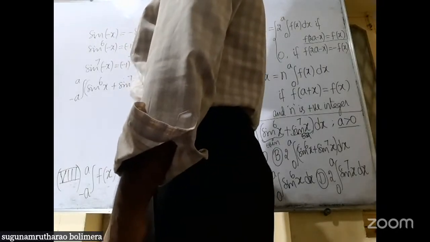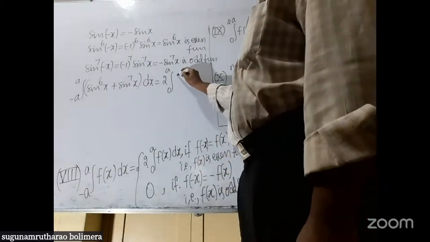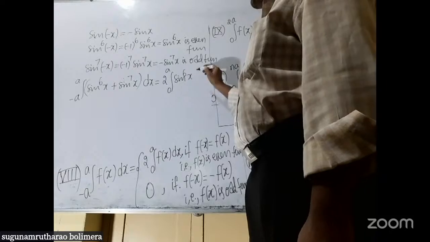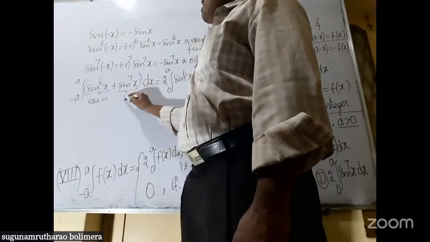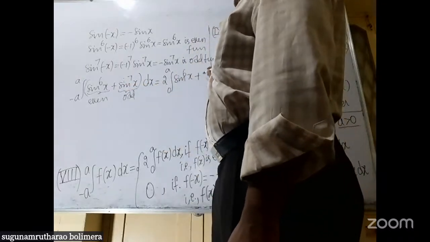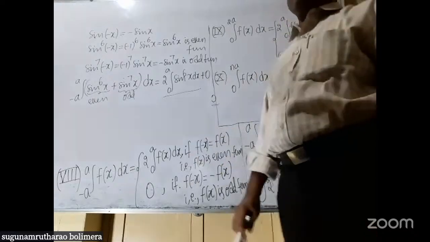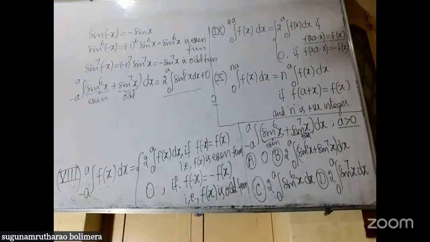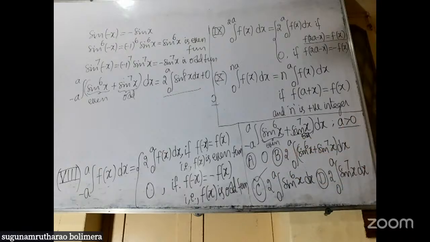Is equal to 2 times the integral from 0 to a. You can split that into two parts. Sine power 6x, because it is even, stays. And this other part is odd, so for that part the value will be 0. This is the answer. The answer is option C.